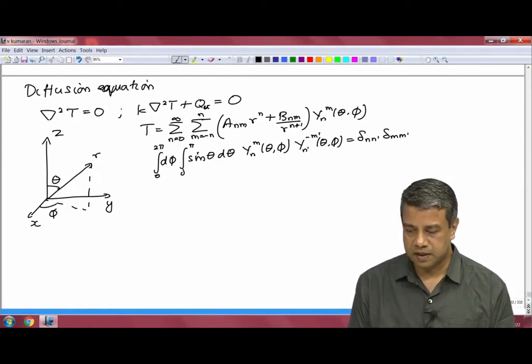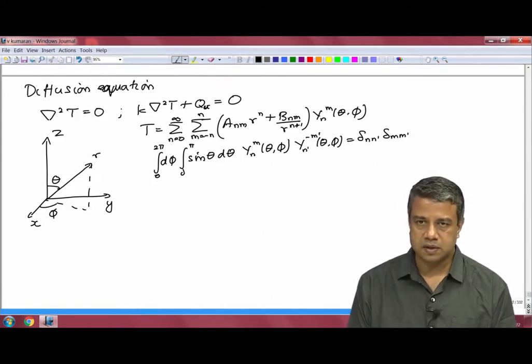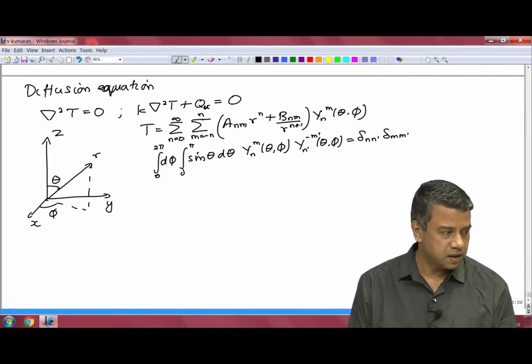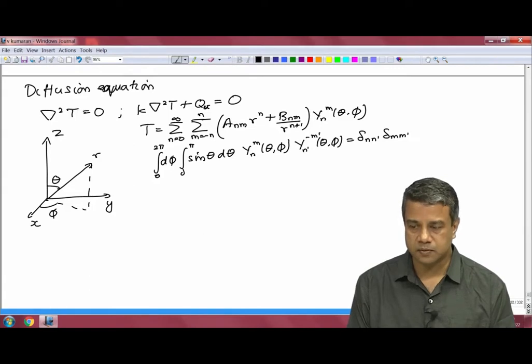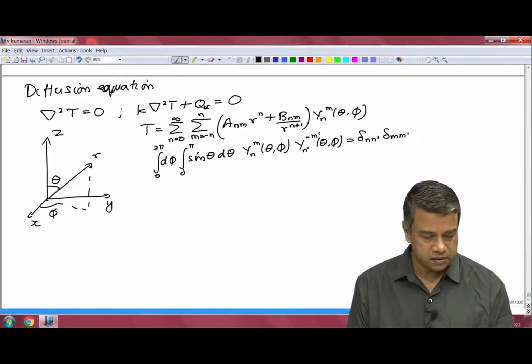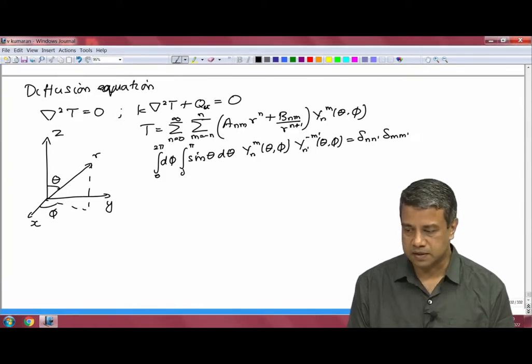For each value of n, there are two solutions: a growing solution increasing proportional to r power n, and a decaying solution decreasing proportional to 1 over r power n plus 1. So these were the two solutions for the spherical harmonic expansion.